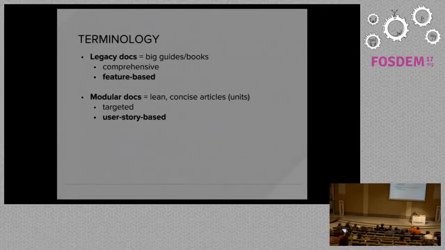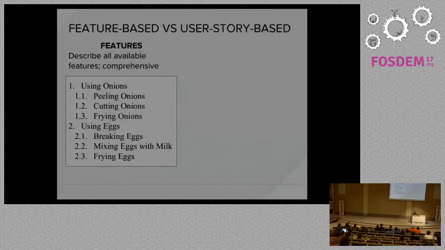Now, I would like to illustrate the difference between feature-based documentation and documentation that is based on user stories in a simple example. On the left here, there is a silly example of feature-based documentation. It tries to describe all the features. It tries to be comprehensive. I'm going to give you a second to read through that. Now, are we good? Let's compare that with the example on the right.